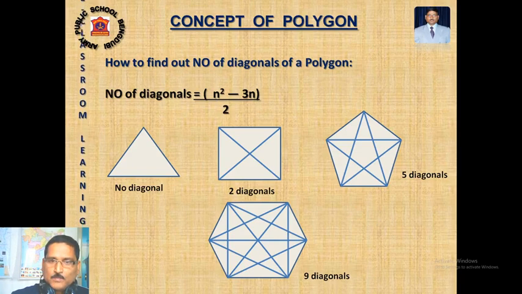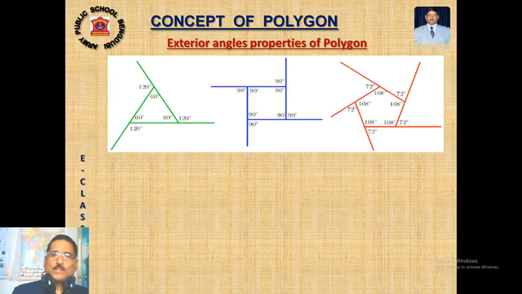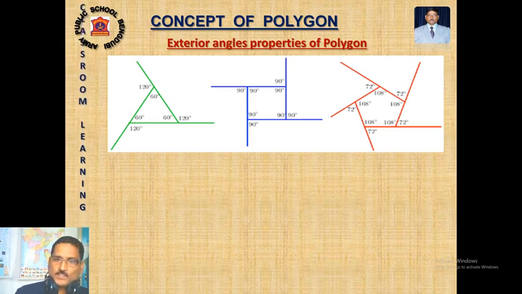Now I am coming to one of the properties that I would like to prove, and also I would like to have an activity. Earlier I had an activity on the Pythagoras theorem. This will be the activity on the exterior angle property of a triangle.